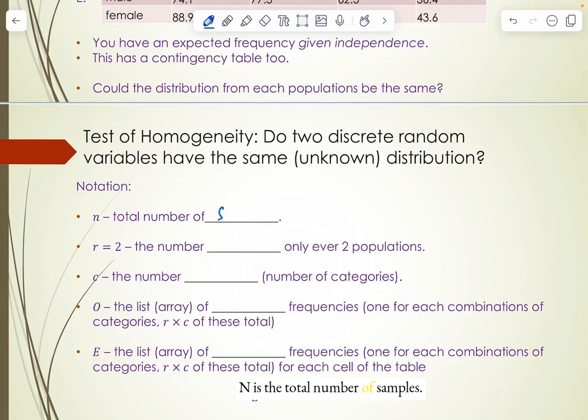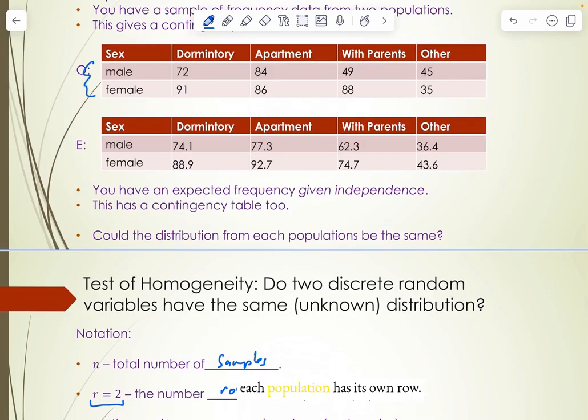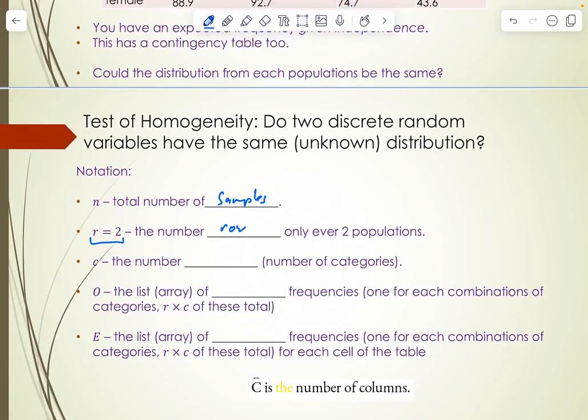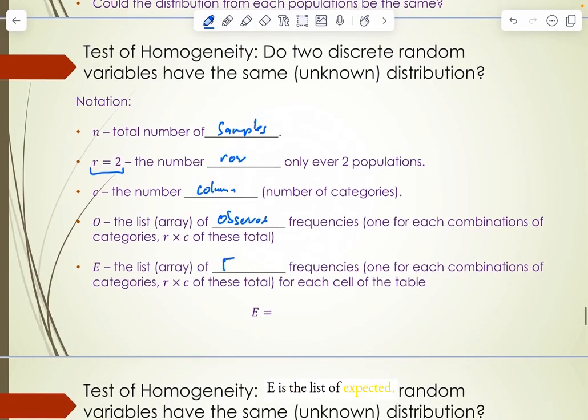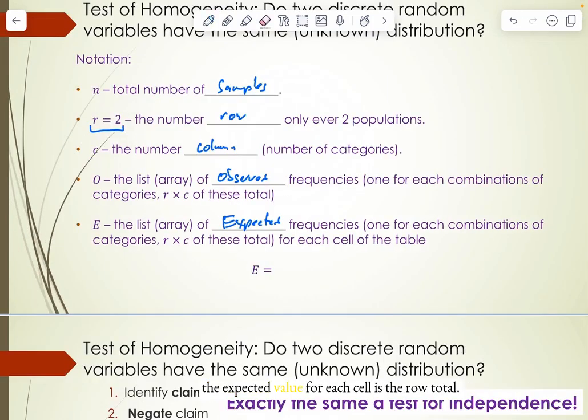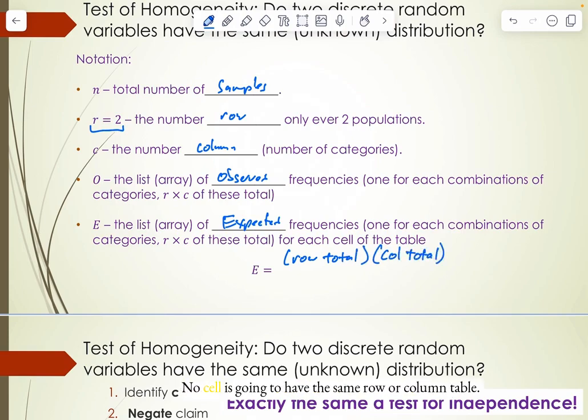N is the total number of samples. R equals 2. It's the number of rows. Each population has its own row. C is the number of columns. O is the list of observed. E is the list of expected. The expected value for each cell is the row total times the column total. Each cell is in a column. The total of that column goes here. No cell is going to have the same row or column total. This number is unique to a particular cell. And then here we have the grand total.